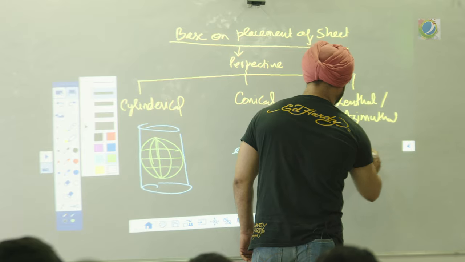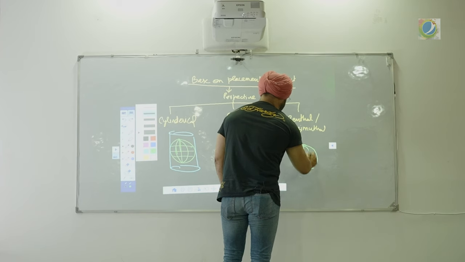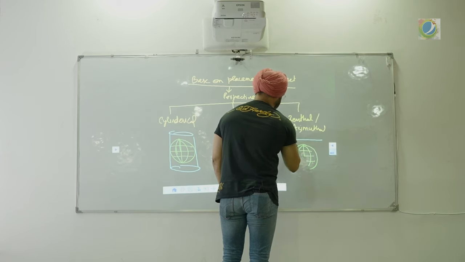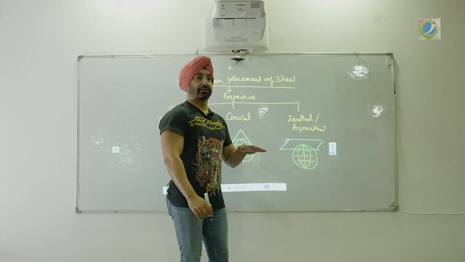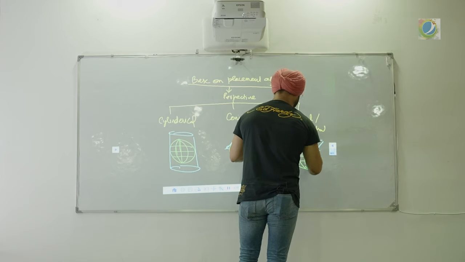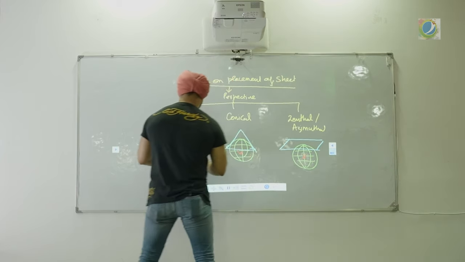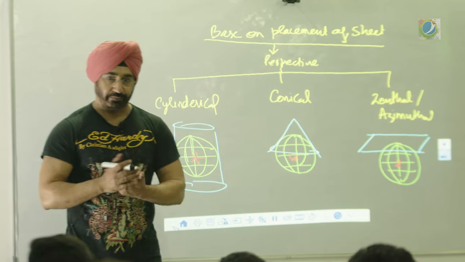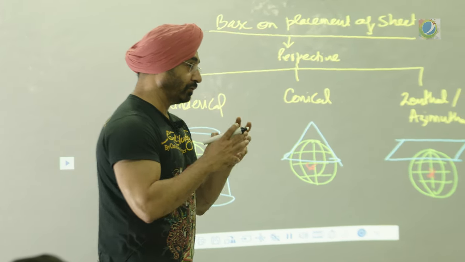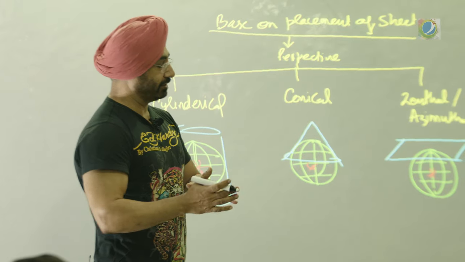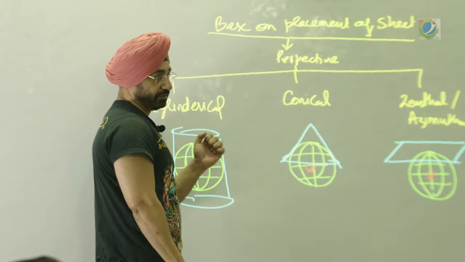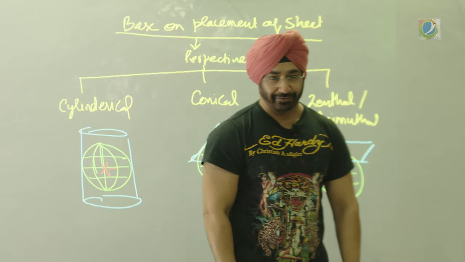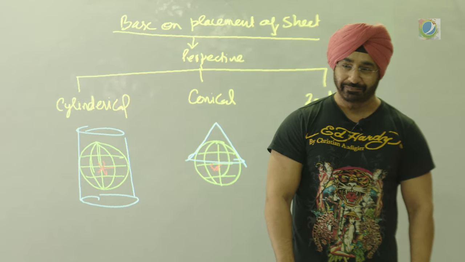Or the simplest is, I put a plain sheet anywhere, put a light source in the center and get a projection. So how you want to get the projection, and what you want to actually recreate from the earth in the form of a chart or a map, that's how you place the sheet. So cylindrical, conical, and zenithal. We'll take a break here. After the break, see you, and we will study cylindrical projection.